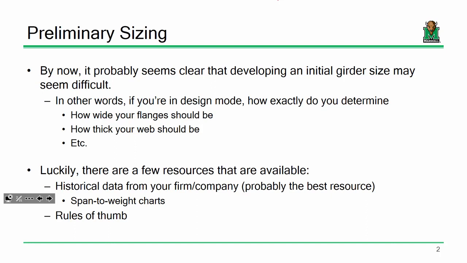Now, luckily, there are a few resources available. I believe one of the most valuable resources, probably the most valuable, is when you get out of here, you're hopefully going to get a job. If you're working at a design firm or an owner agency like a DOH, some of the best data you're going to use to come up with a trial size is where you're at, your firm, your company. If you're at the DOH, they're going to have historical data on these bridges. If you've got a 50-foot bridge, you're going to have folks or data there that will help you get a starting size to go off of, okay?